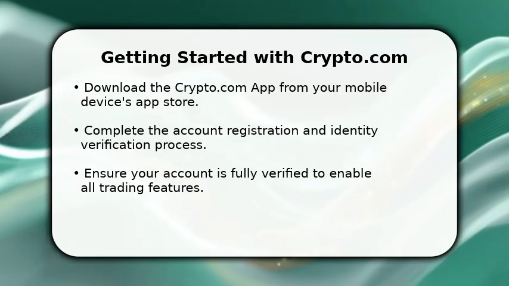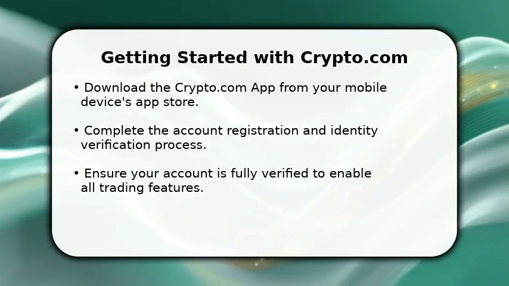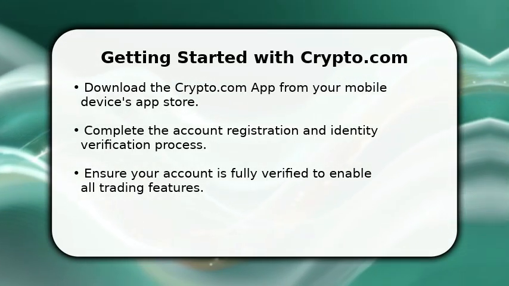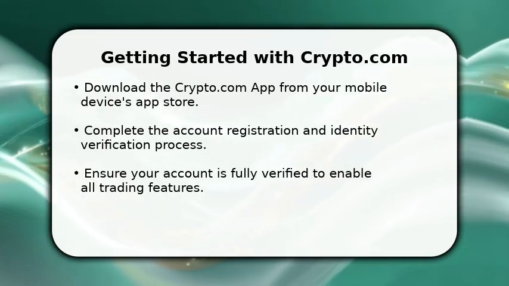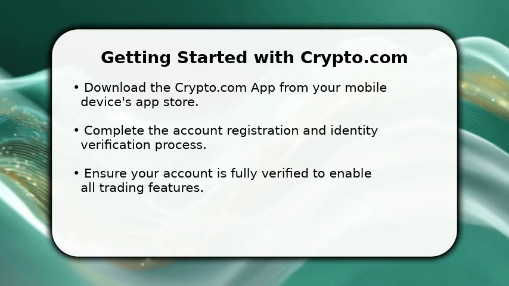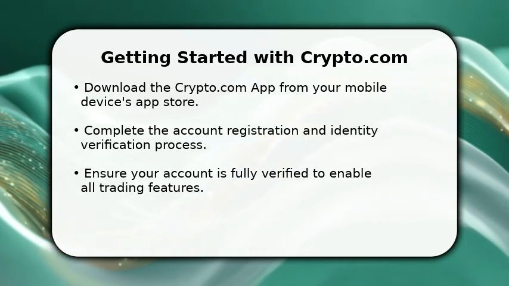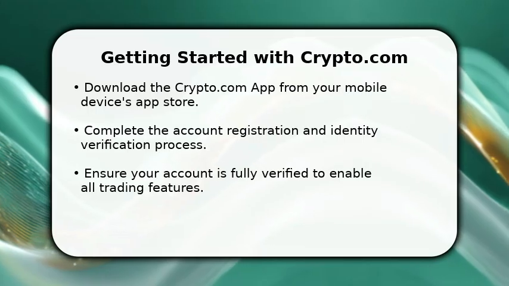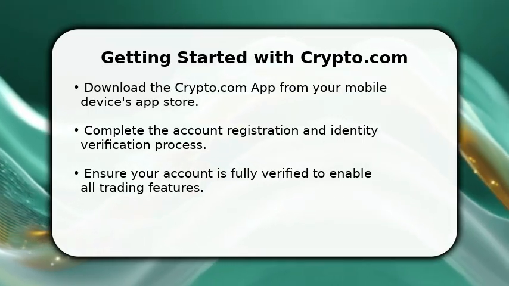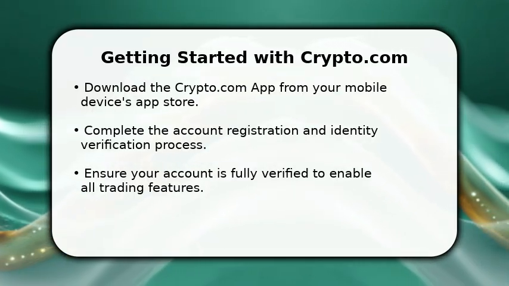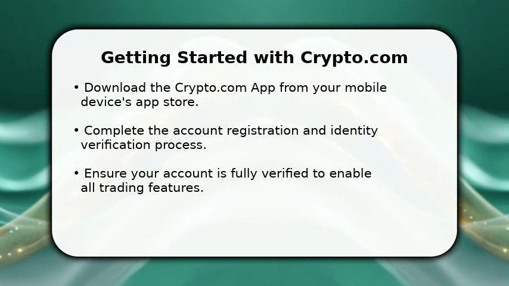In this video, I will show you how to buy Pepe Coin on Crypto.com. First, you will need to download the Crypto.com app, available on both Apple and Google Play stores. Once installed, proceed with creating your account. This involves a quick registration and identity verification, also known as KYC, which is crucial for security and to unlock all trading functionalities. Make sure your account is fully verified before moving to the next step.